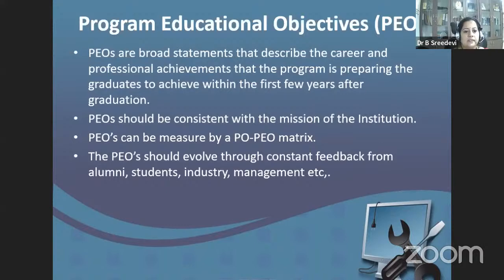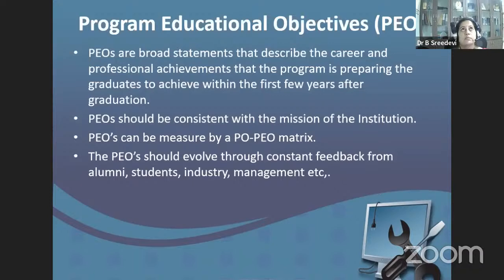Then the PEO should be consistent with the mission of the institution. In outcome-based learning, the first and foremost thing that we frame is the vision and mission of the institution, and the vision and mission of the department or program. All of you might know what vision and mission are. What is vision? What we are aiming to achieve. What is mission? How we are going to achieve that, the strategies we are going to follow to achieve the vision.